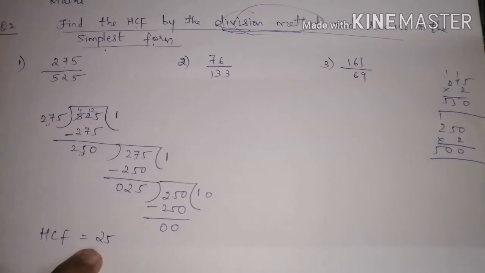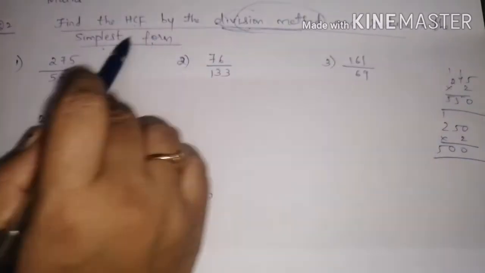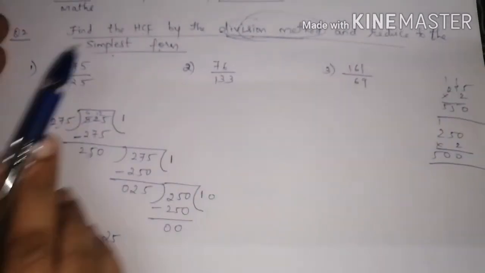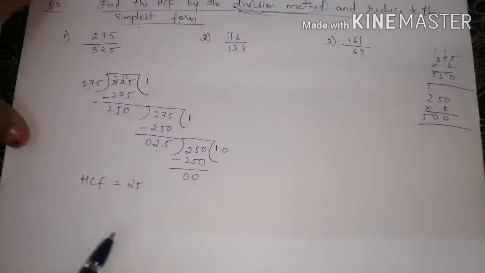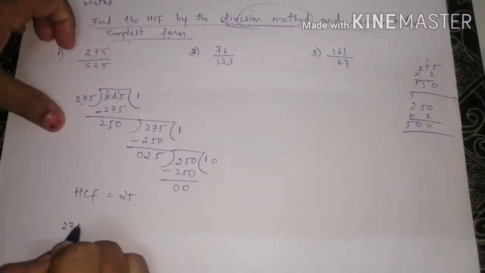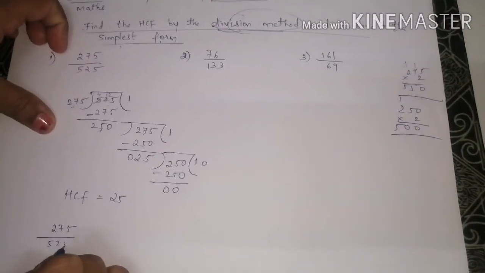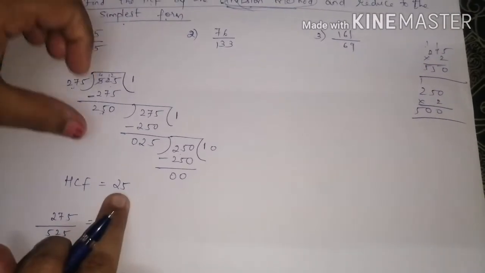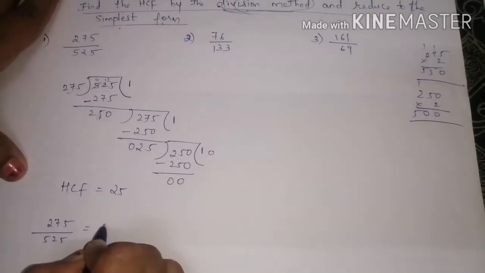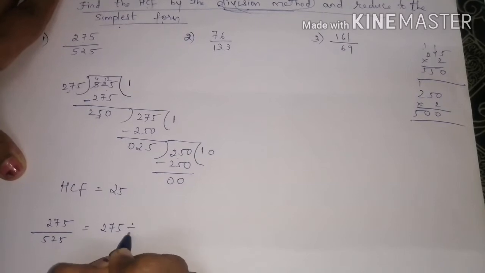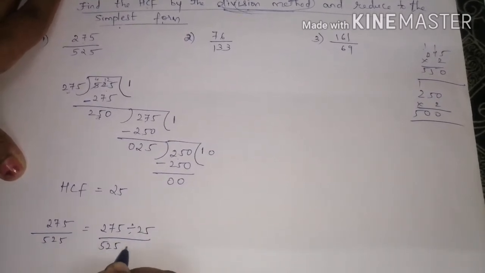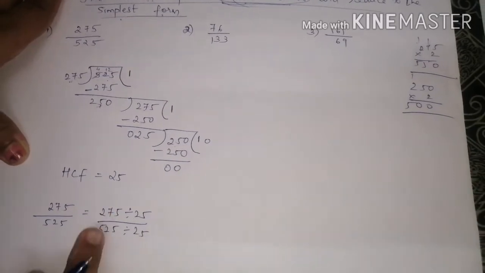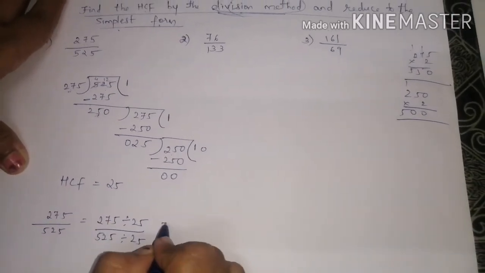So HCF is 25. Now after that you have to reduce it to the simplest form also. So this is your question, you have to reduce it to its simplest form. So write this question, 275 upon 525. This question you divide by your HCF. So 275 divided by 25 in the numerator and the denominator is 525 divided by 25. If you divide these two numbers by 25, what will you get?